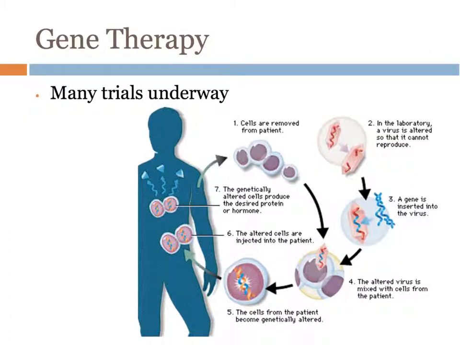Gene therapy is really still very much in its infancy. There are many different trials underway to use gene therapy. A few techniques have had success and are in a little more common use, but basically we're still beginning this process. Here you see the idea: you are making genetically altered cells. The cells are removed from a person, and a virus is altered so it can't reproduce. This is your vector. The gene is inserted into the virus, and the virus is reintroduced into the cells so that inside the person's body we've created a new kind of cell that wasn't there before.